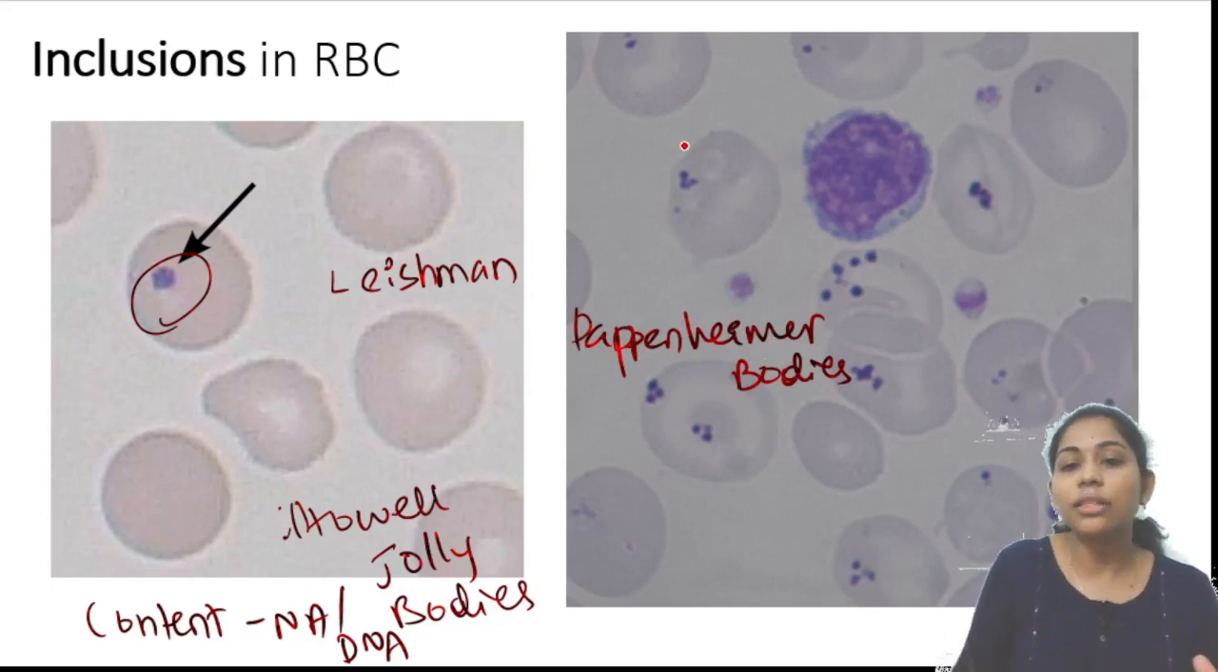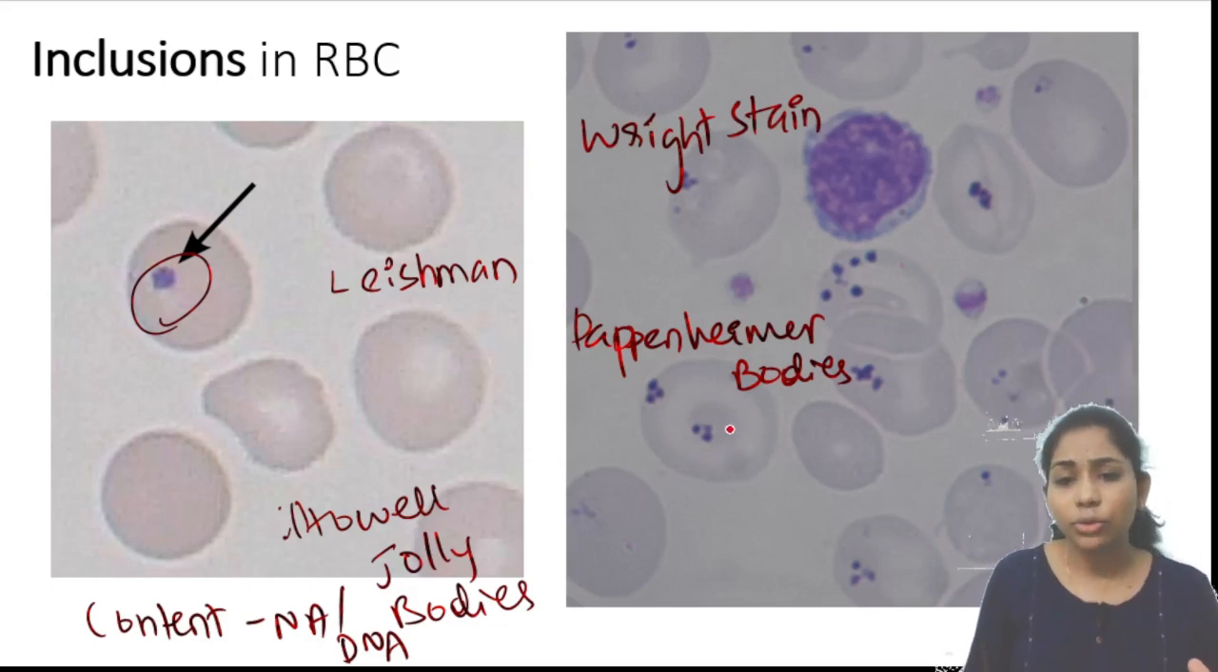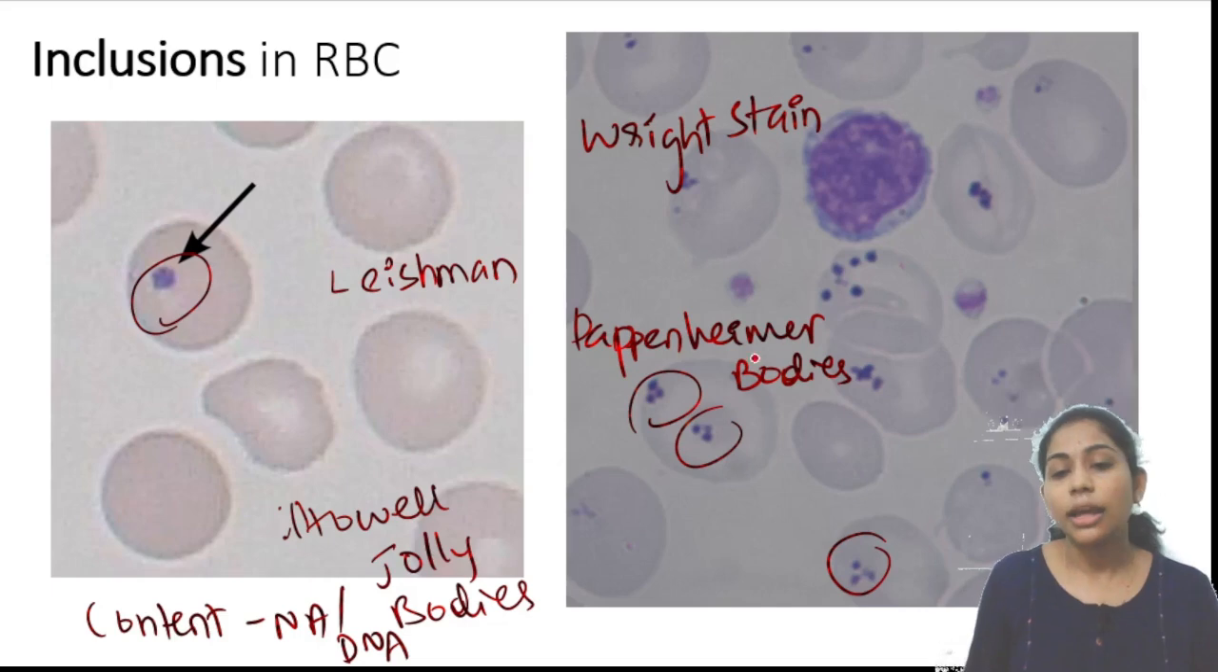But I want to know, what is another name for Pappenheimer stain? It is Wright stain, right? It's Wright stain. So these Pappenheimer bodies, they will be seen in the Wright stain, and they're easy to identify because they are always in multiple groups. That's one thing. And what is their content? Yeah, their content is heme iron, right?